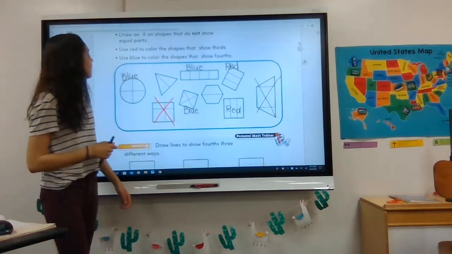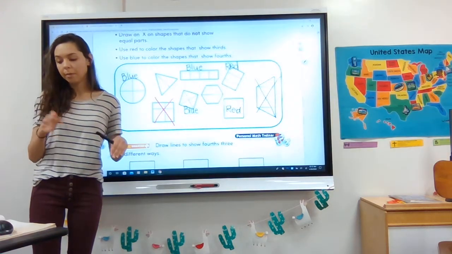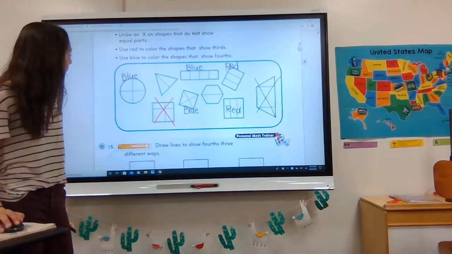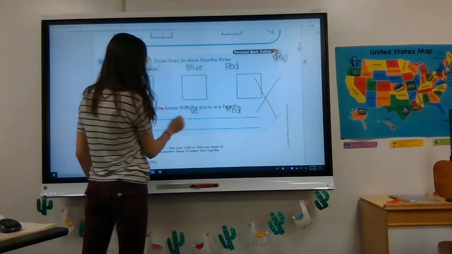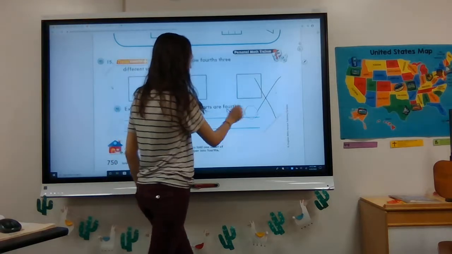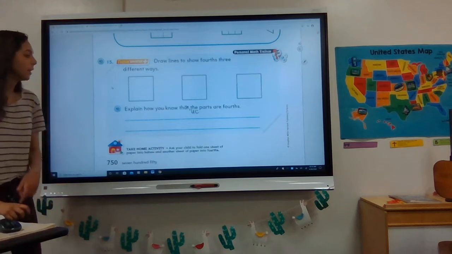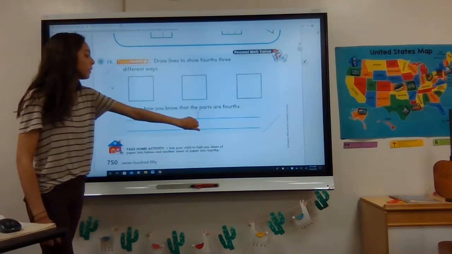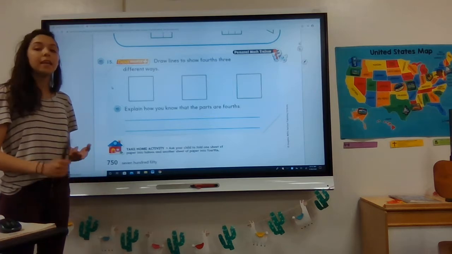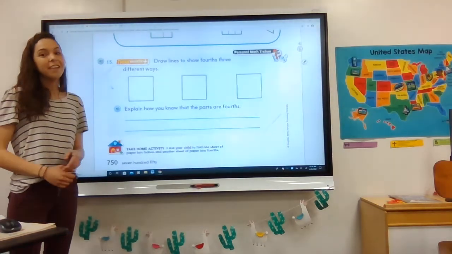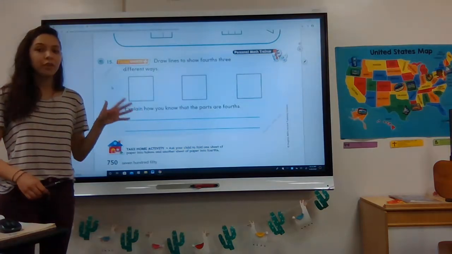Alrighty, so that's number 14. If you haven't finished, go ahead and finish that one, and then come on back because I'm going to move on to number 15. Number 15 says, draw lines to show fourths 3 different ways. Okay, so we are going to show how we can draw fourths in 3 different ways.